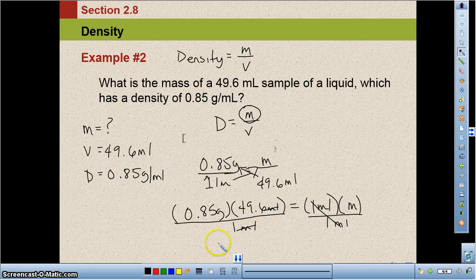So the answer that I get is going to be 0.85 times 49.6 and then divided by 1. So it's 42.16. The only unit I have left because I cancel milliliters is grams, which is great because that's what I needed for mass. And I have 2 sig figs here. I have 3 sig figs here. I'm multiplying and dividing, so I can only keep 2 because I have the least number in my problem to start with. So my final answer would be 42 grams.